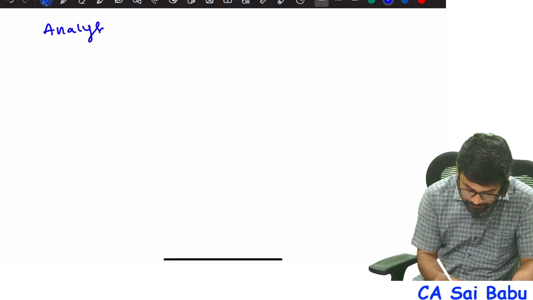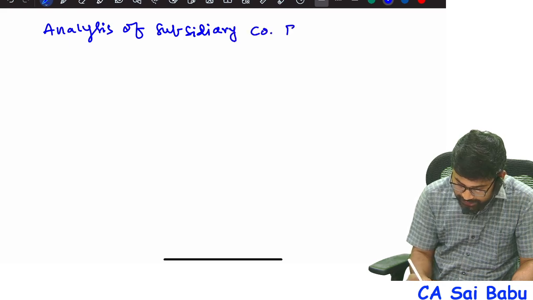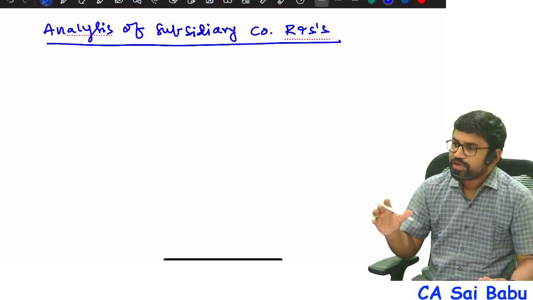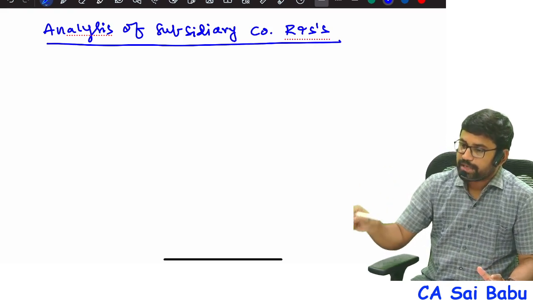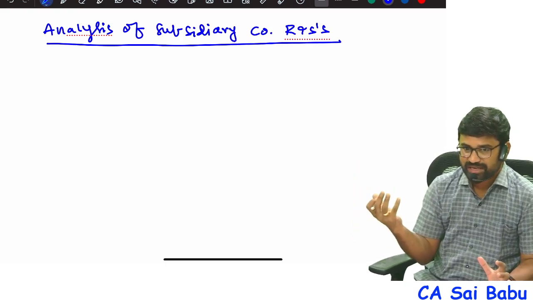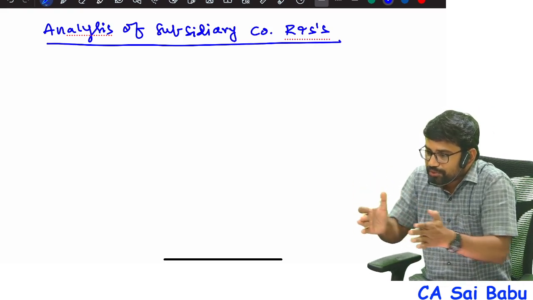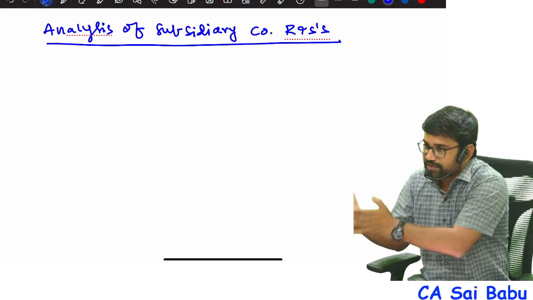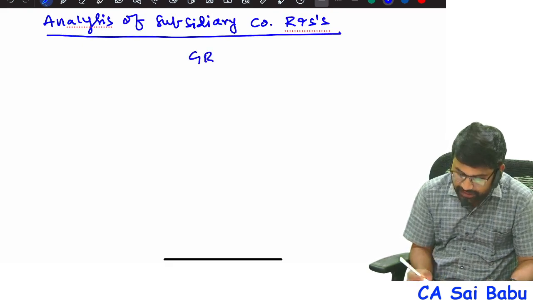Analysis of subsidiary company reserves and surplus. Sir, whenever you want to do the consolidated balance sheet, in the subsidiary company balance sheet, what are all the reserves held by the subsidiary company? You take each reserve and try to divide that reserve into 2 categories: pre-acquisition, post-acquisition. For example, in the subsidiary company, general reserve is there.